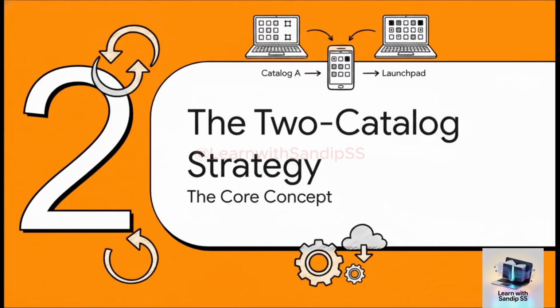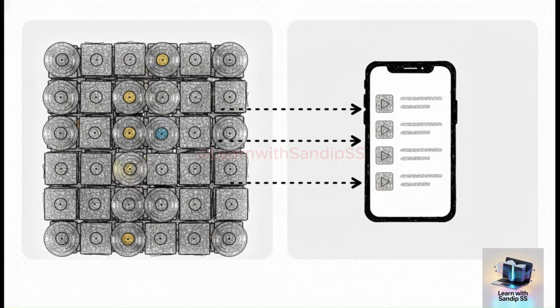All right, now for the solution. This is the core concept that changes everything. Seriously, once this clicks, the rest of it just falls into place. We're talking about the two-catalog strategy. I love this analogy because it makes it so clear.